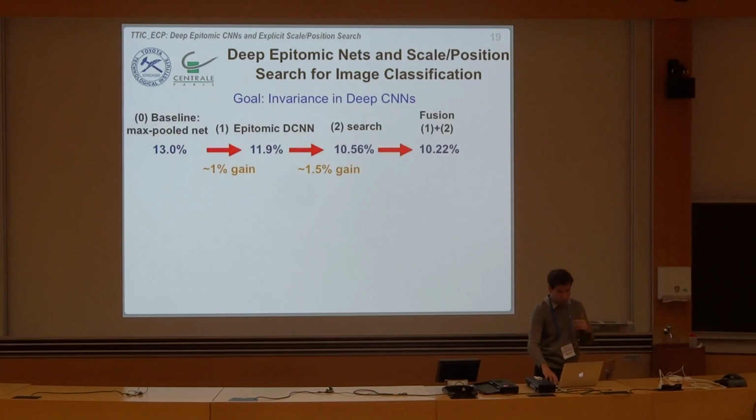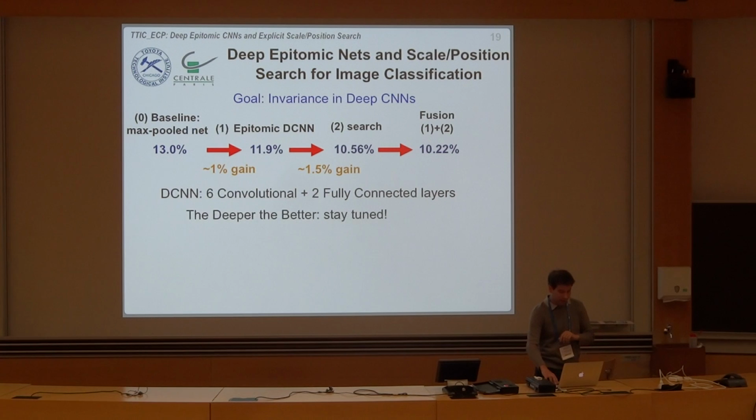Invariance in DCNN. We saw that we got systematic decrease in the error rate just by doing these simple things I was talking about, epitomic nets and global search. I should mention that this was using a 6+2 network, so this can be called shallow by now. What we know is deeper is better, so stay tuned. We're working on it, and as soon as we have results, we'll put an arXiv report with all of those results together. So thank you for your attention.